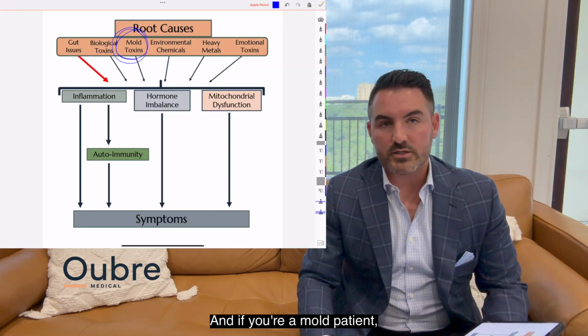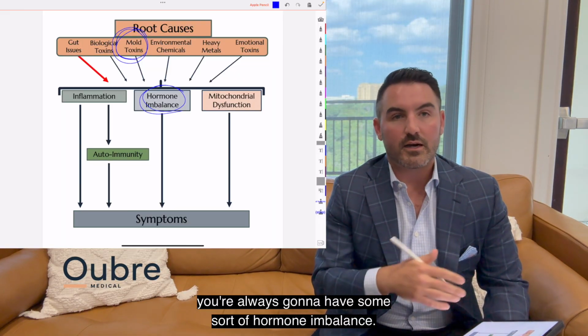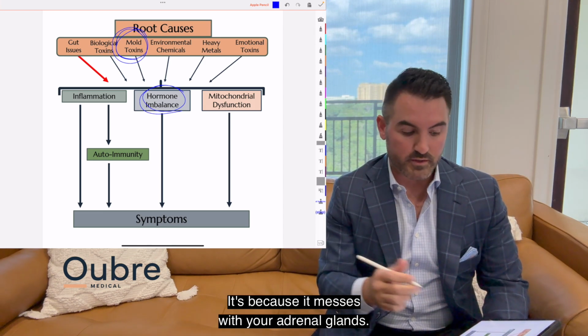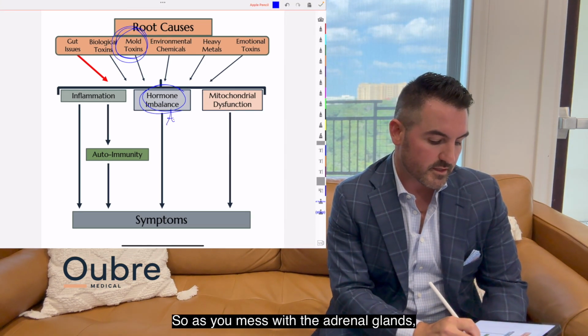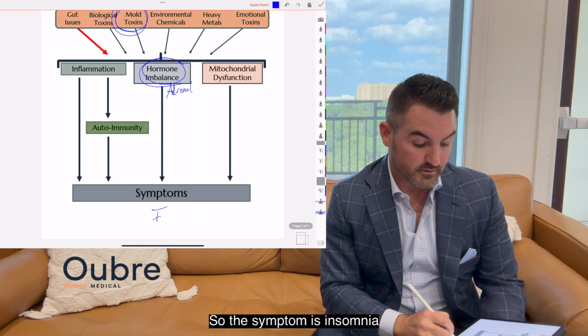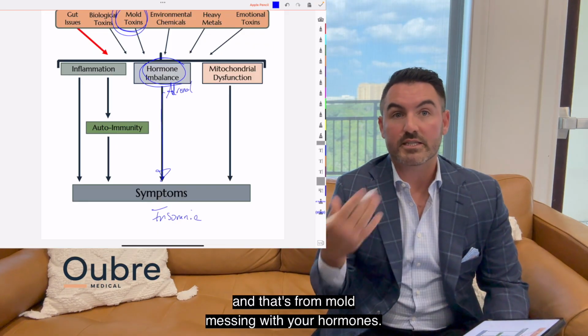And if you're a mold patient, you almost always have insomnia. You're always going to have some sort of hormone imbalance. Why did I tie hormone imbalance to insomnia? It's because it messes with your adrenal glands. So as you mess with the adrenal glands, you can't sleep very well. And as you can't sleep very well, you now have insomnia. So the symptom is insomnia, and that's from mold messing with your hormones.